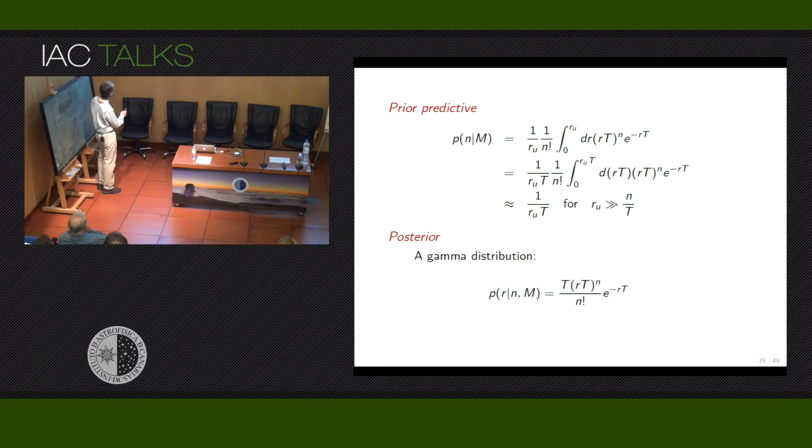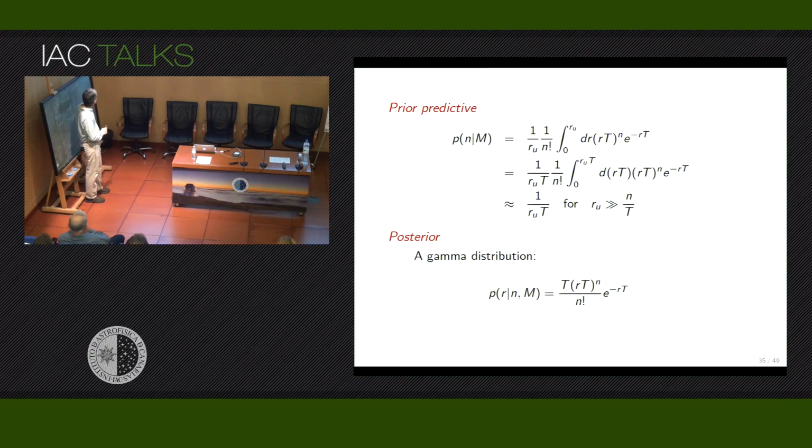So this is the integral dx, x to the n, e to the minus x. That might ring bells for some of you. That's just the integral form of n factorial, if the upper limit had been infinite. As long as r upper is larger than where this integrand peaks, this will be approximately n factorial. And that cancels this n factorial, so the normalization constant is just 1 over r upper times the observing interval.